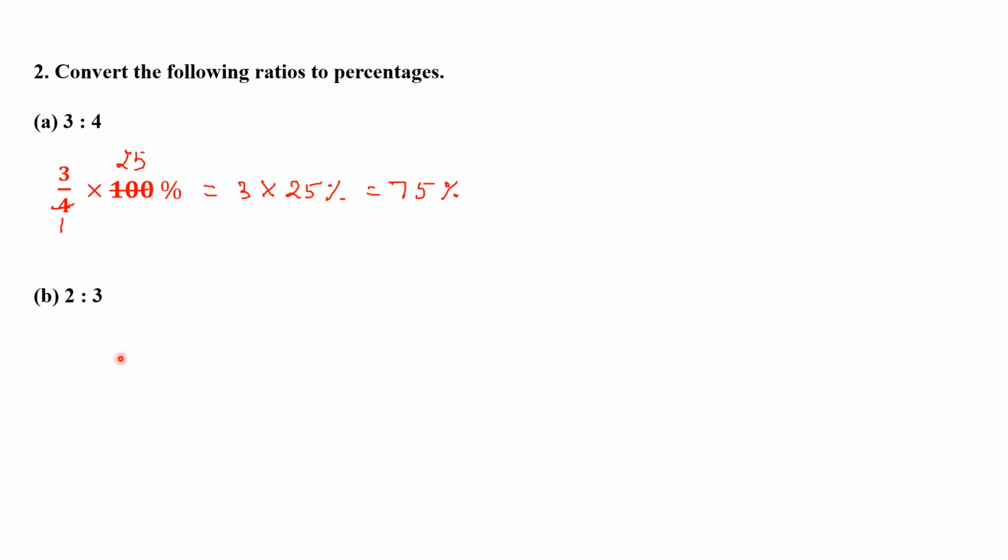Now the second part, 2:3. So again I am going to write 2:3 as 2 by 3, and I have to multiply by 100 and put the percent sign. So it will be 2 by 3 multiplied by 100%. Now I cannot reduce 3 and 100. So I am going to write it as 200 by 3%. Now from here either you convert it into decimal or you write it in mixed form. If I convert it into mixed form, it will be 66 whole 2 by 3%.